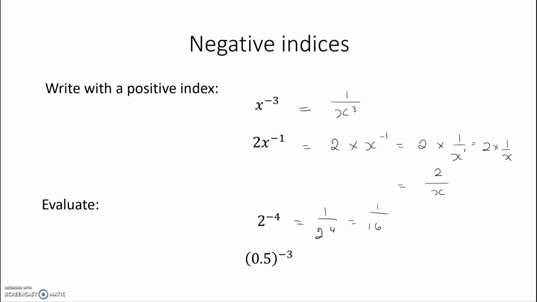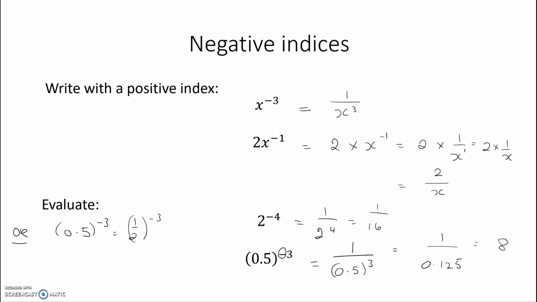The next one I can do in a couple of ways. I can realise that the negative power tells me it's the reciprocal, the 1 over 0.5 cubed, and I can look that up on my calculator and see that that's 0.125, and 1 over 0.125 is 8. That's one way of doing it. Another way of doing it would be to say that that's a half to the negative 3, and the negative power means it's 1 over to the positive power, so that's 2 over 1 to the power of 3, which is then 8, which is good because that's the same answer as we got before.